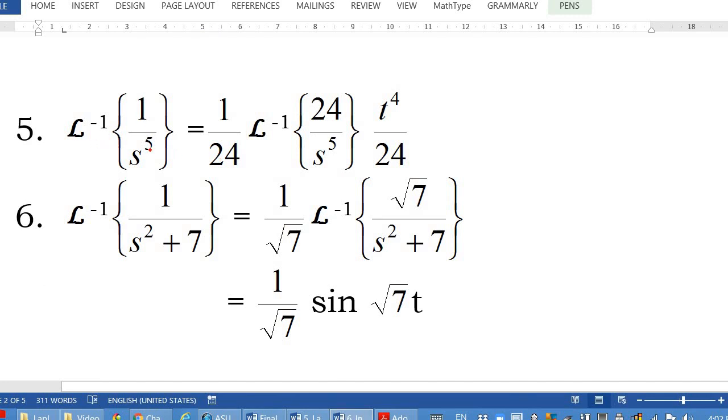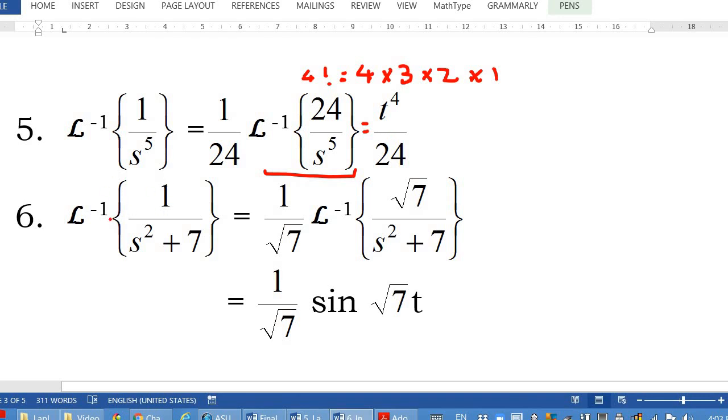The inverse Laplace of 1 over s to the power of 5. Notice that it is s to the power of 5. In order to get the result of this inverse Laplace, you will get t power 4. So in the numerator you must have 4 factorial, which is 24. 4 factorial is 4 times 3 times 2 times 1, which is 24. So you multiply by 24, you have to divide by 24. And this is in the form of the inverse Laplace of 4 factorial divided by s to the power 5, meaning s power 4 plus 1. You get t power 4. That's why the inverse Laplace of 1 over s to the power 5 is t power 4 divided by 24.